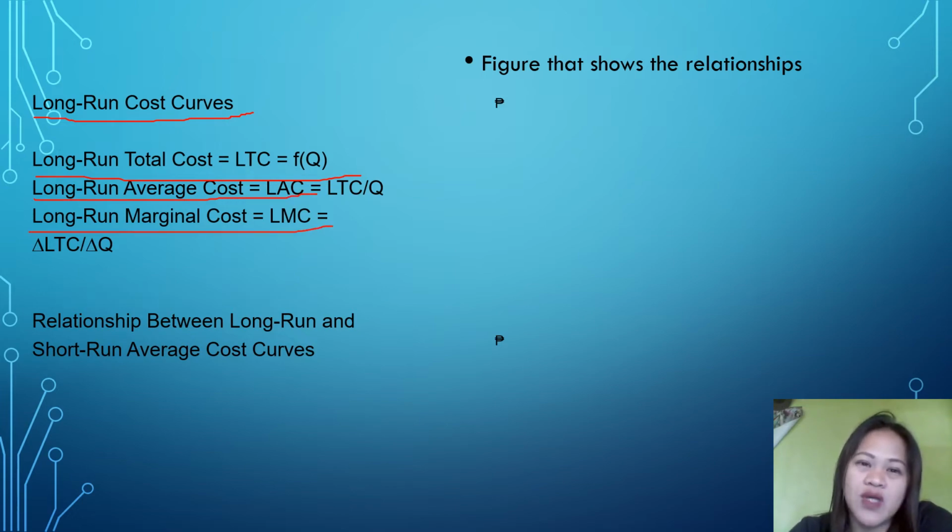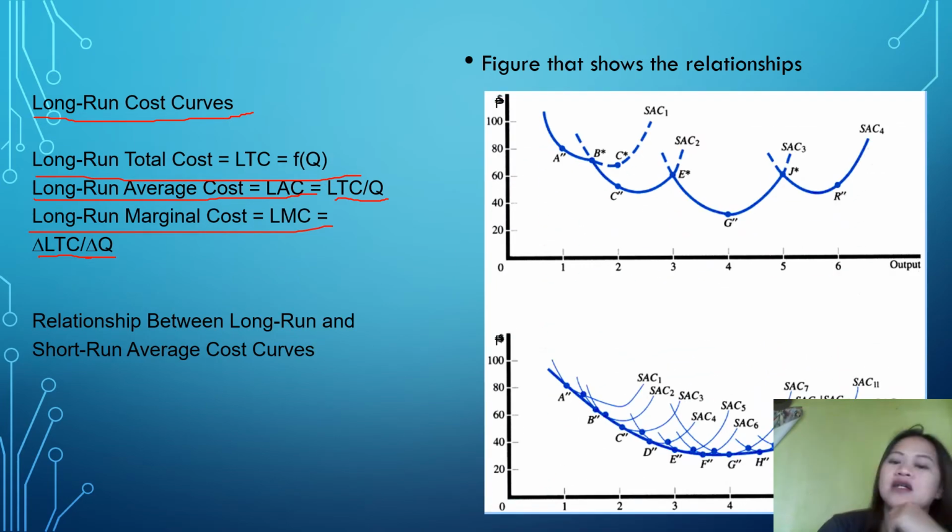So, how are we going to solve them mathematically? It is still the same. Long run average cost is long run total cost divided by quantity, while the marginal cost is the changes in the long run total cost divided by the changes in your quantity itself. Ganyan. So, look at this relationship between the long run cost and the short run cost.